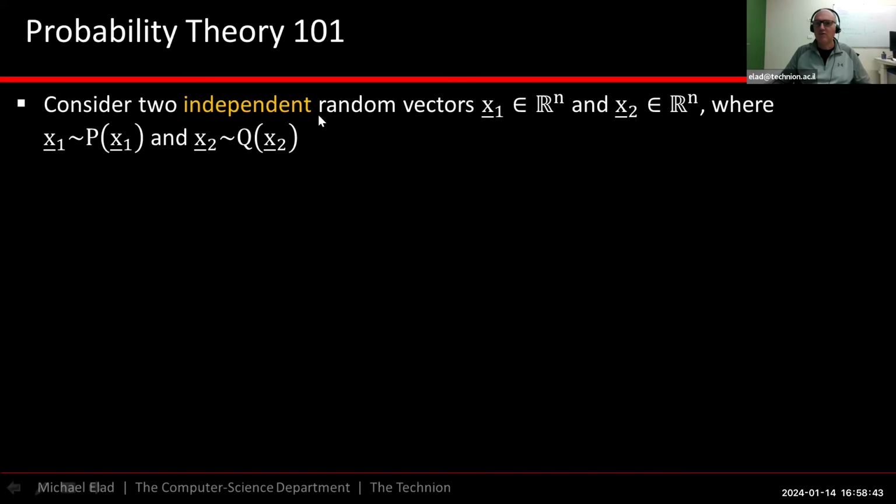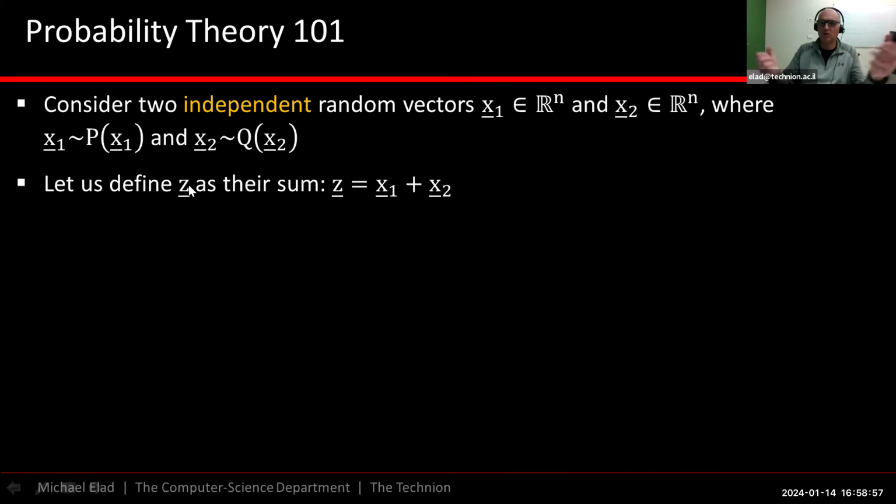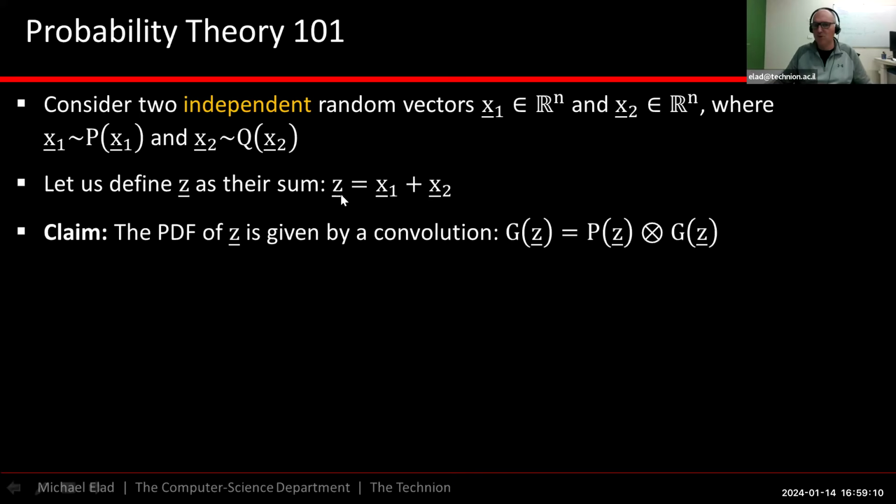Suppose that you have two vectors that are statistically independent, x1 and x2. They are of the same length, and they have two different PDFs, P and Q. And now someone takes these two realizations of x1 and x2, just draw x1, draw x2, sum them, and creates a new vector z. Clearly, z is a random vector. What is the distribution of this vector? What is the PDF of it? Well, the claim is the distribution of z is nothing but the convolution of the two, P and Q. It should have been Q here.